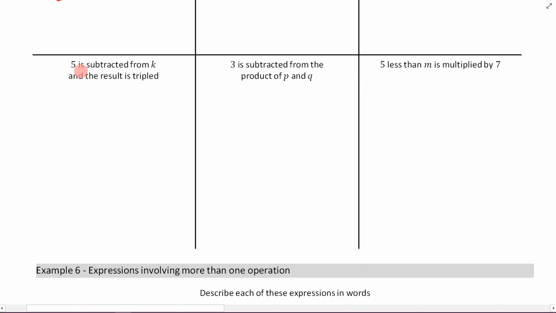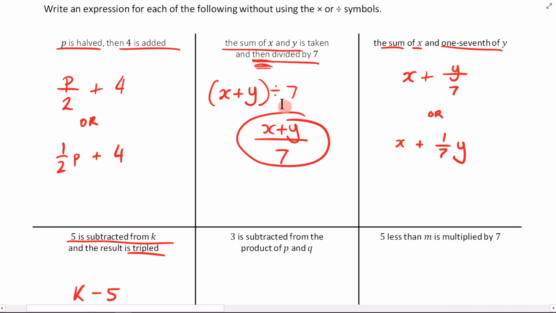This tells us 5 is subtracted from k and the result is tripled. Okay, so the first thing we want to do is 5 subtracted from k. So we're going to start with k, we're going to subtract 5. And now we want to triple this result. We have to be careful. This is very similar to what we did up here.